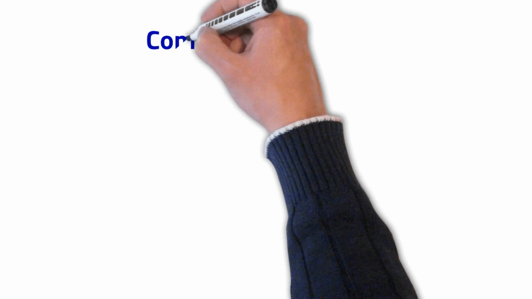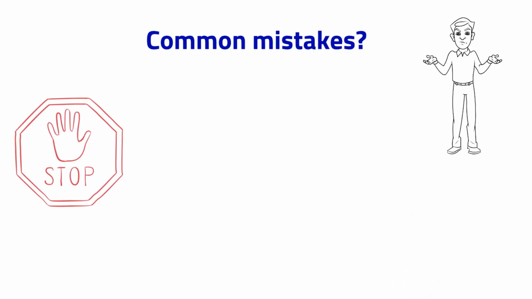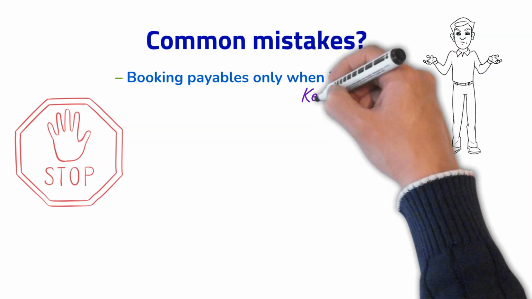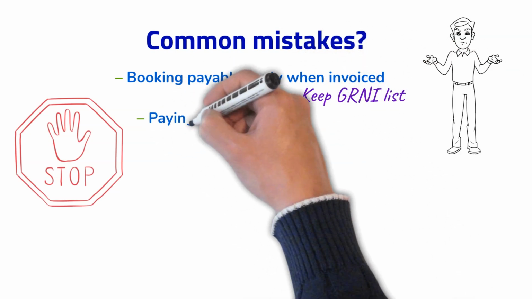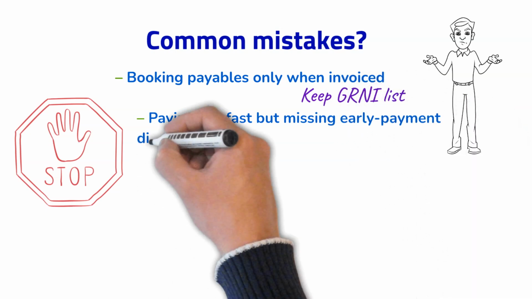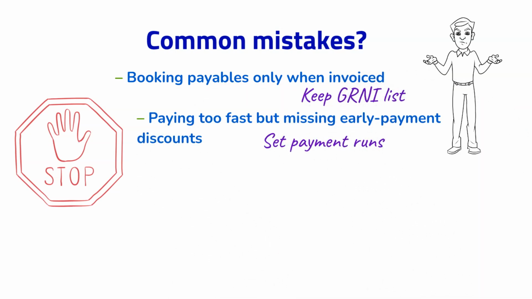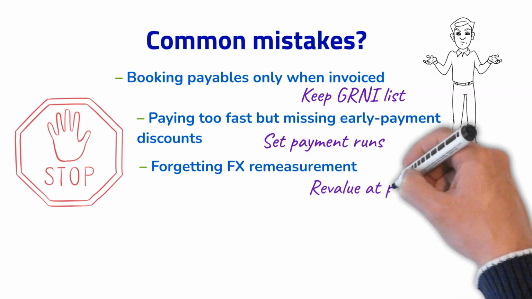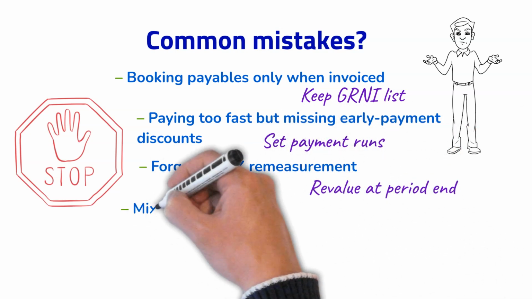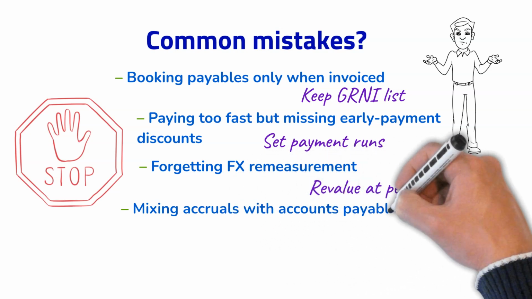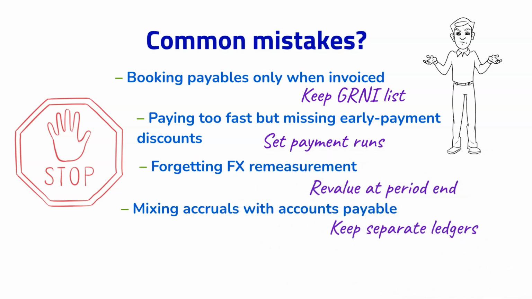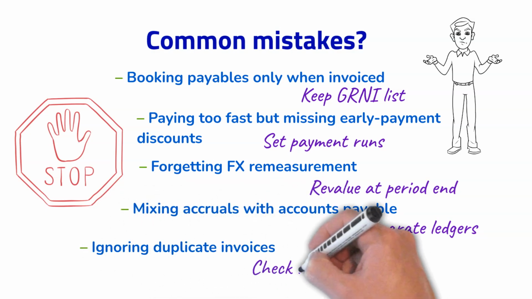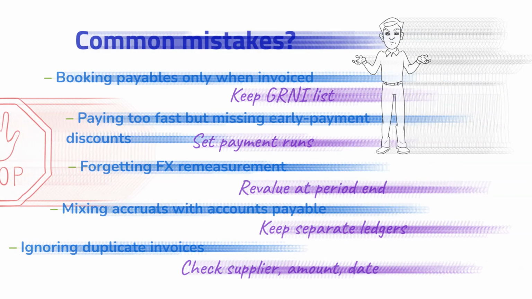What are the common mistakes? The first one. Book in payables only when the invoice appears. Fix this with a GRNI for goods received. Paying too fast but still missing early payment discounts. Set payment runs to capture discount windows. Forgetting forex remeasurement on foreign payables. Revalue at period end. Mixing accruals with accounts payable. Keep separate ledgers and clear promptly. Ignoring duplicate invoices. Use three-way match and duplicate checks by supplier, amount, date.